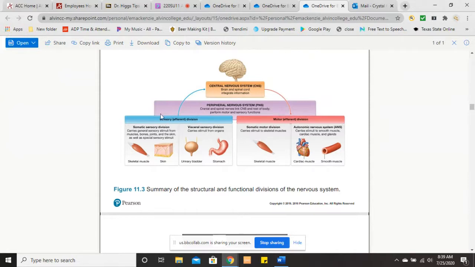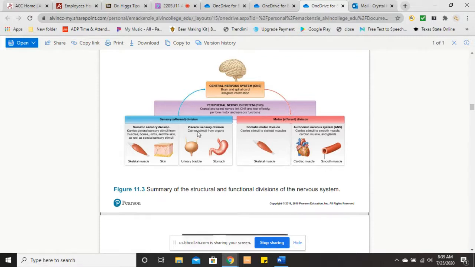The sensory division helps you to feel. But you can feel in different places. So when we look at the sensory division, we break it down even further into a somatic sensory division and a visceral sensory division. Think of where you need to feel stuff. Do you need to feel stuff like on your skin or your muscles, skeletal muscles? Well, that's your somatic sensory division. So if you feel anything on your skin, you're feeling it with the somatic.